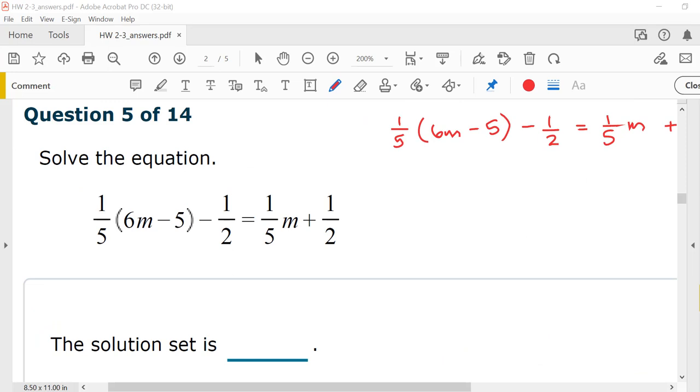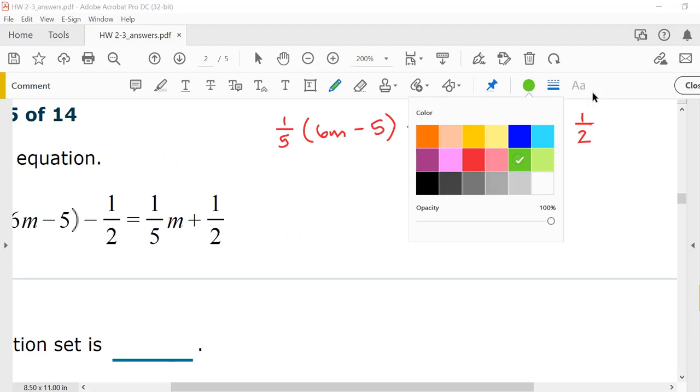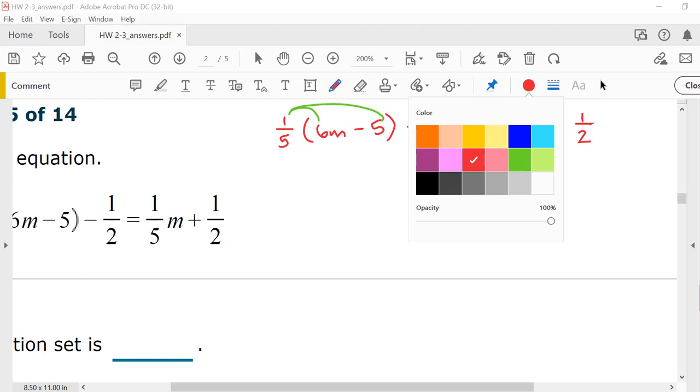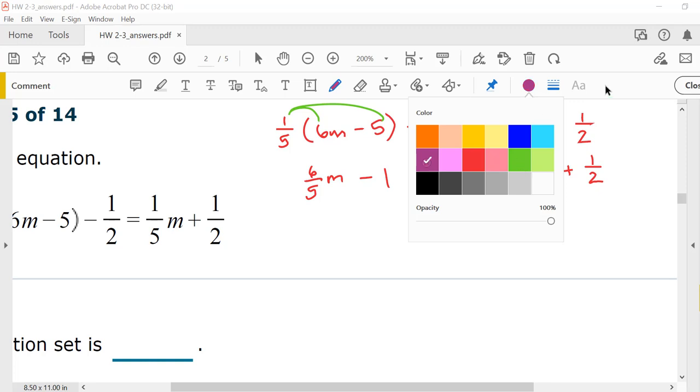Question number 5, solve the equation. And I have rewritten the equation. Before I clear the fractions, I'm going to distribute that 1/5 because I don't like parentheses in my equation. 1/5 times 6 is 6/5 m, minus 1/5 times 5 is 1, minus 1/2 is equal to 1/5 m plus 1/2. You can collect like terms first, or you can get rid of the fractions first. I'm going to get rid of the fraction.